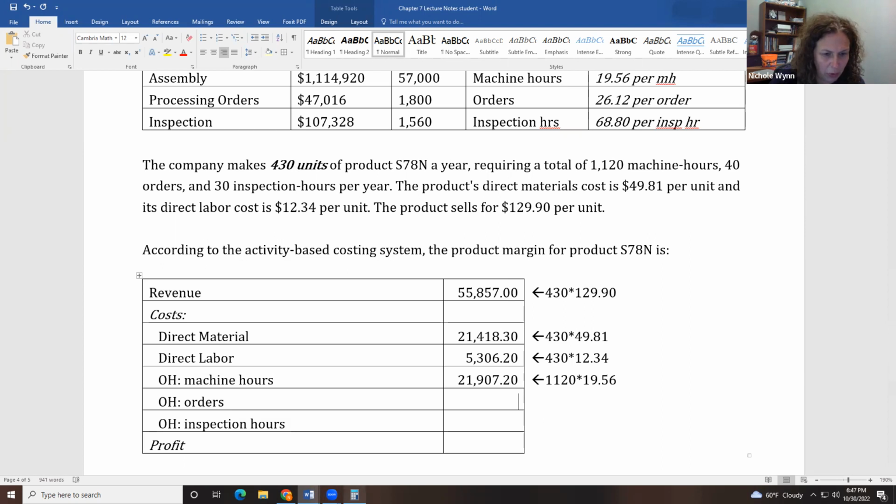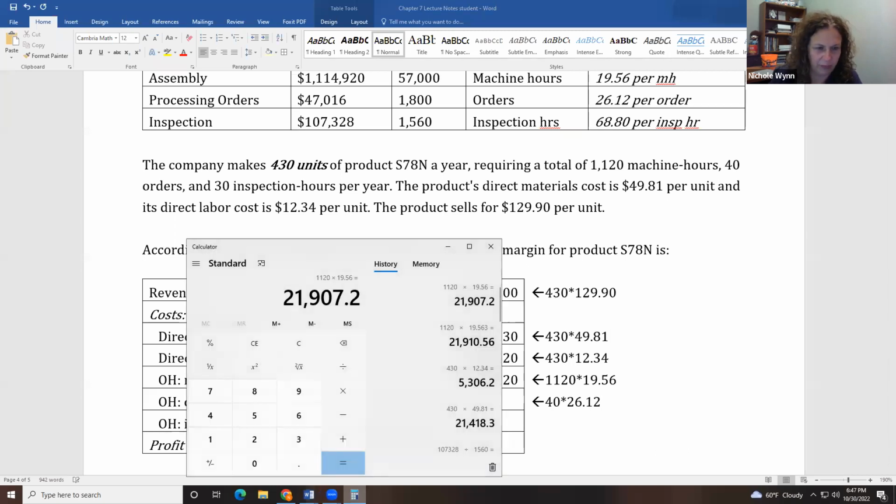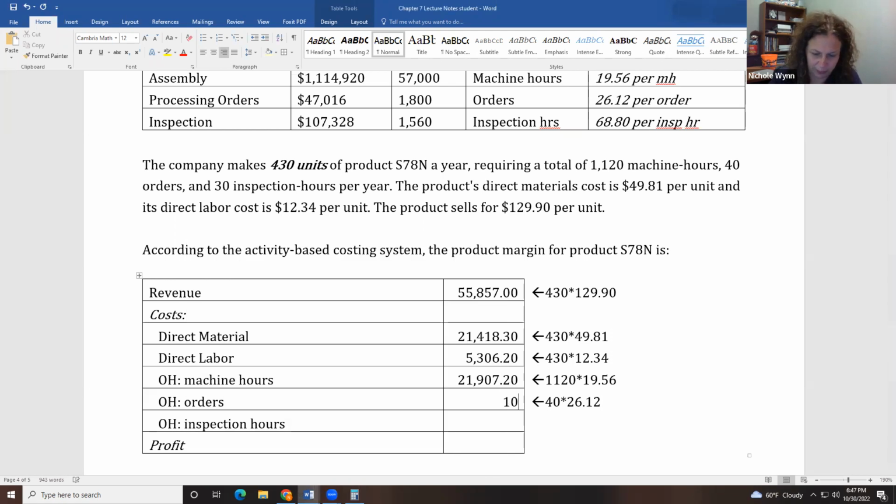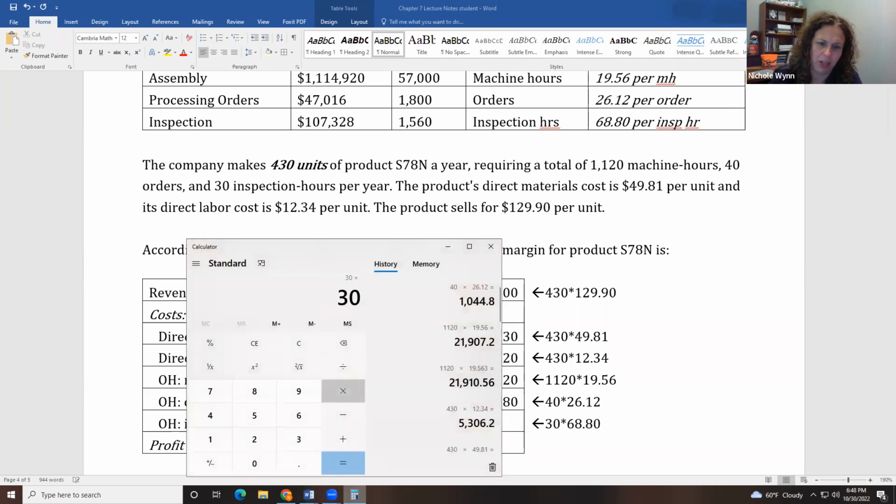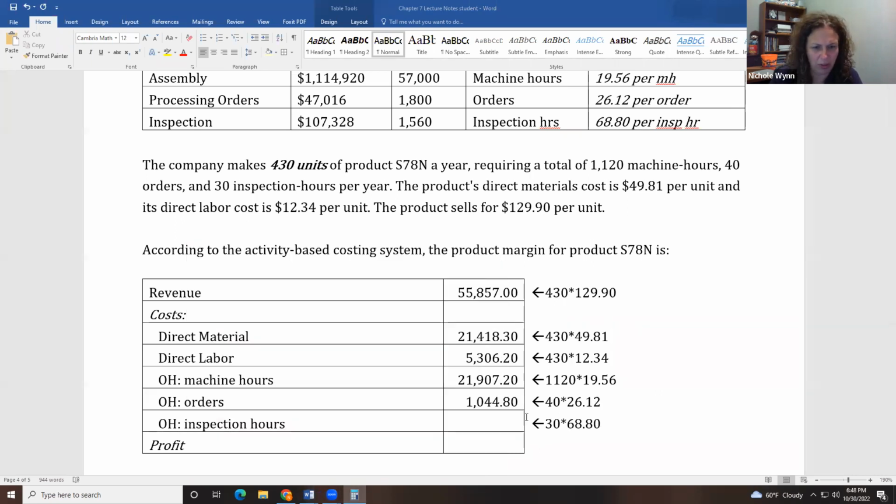And then for orders, it's $26.12 per order, and there are 40 orders. So I'm going to take 40 times $26.12 per order, which is $1,044.80. And then for inspections, it's $68.80 per inspection, and there are 30 of those. 30 times $68.80 is $2,064.